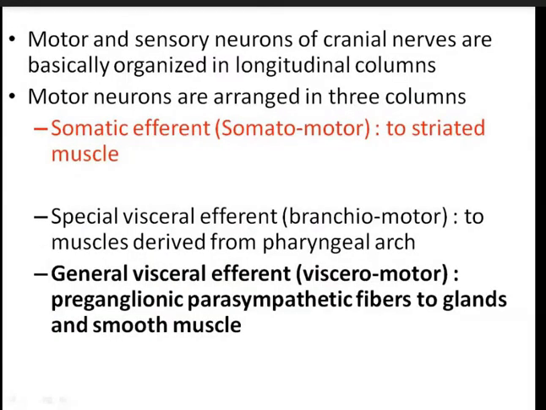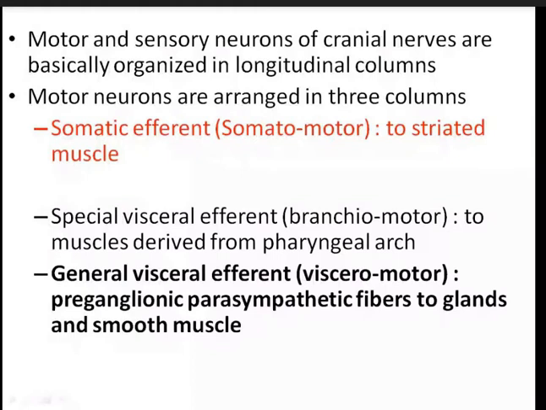Motor and sensory neurons of the cranial nerves are basically organized in longitudinal columns. So it is very important because the motor neurons are arranged in the anterior aspect and the sensory in the posterior aspect. So the neurons are the somatic efferent neurons, somatomotor to the skeletal muscles or the striated muscles. For example, the upper limb and lower limb muscles are the somatic muscles or the somatomotor muscles. They are the voluntary muscles. They are supplied by the somatic efferent nuclei or the neurons.